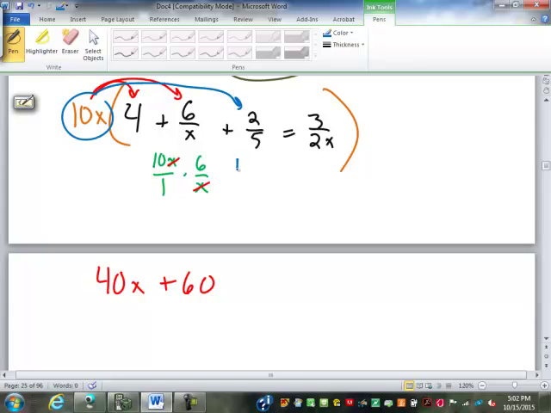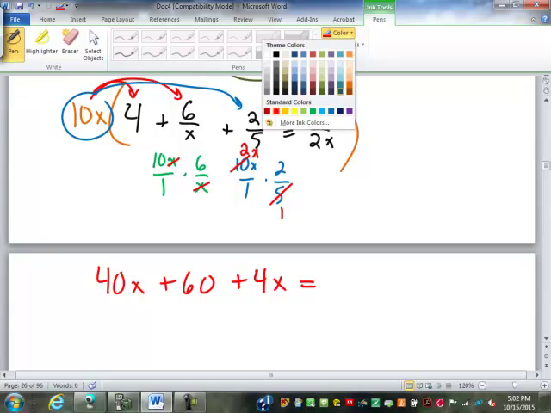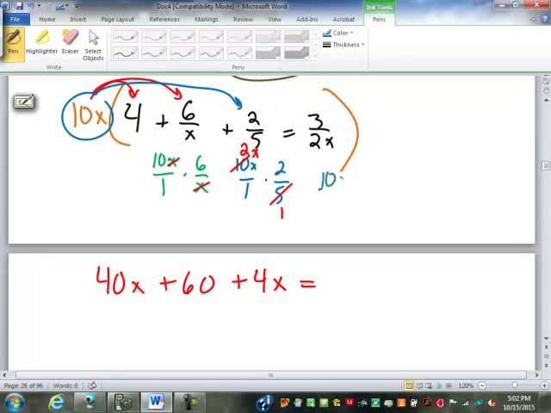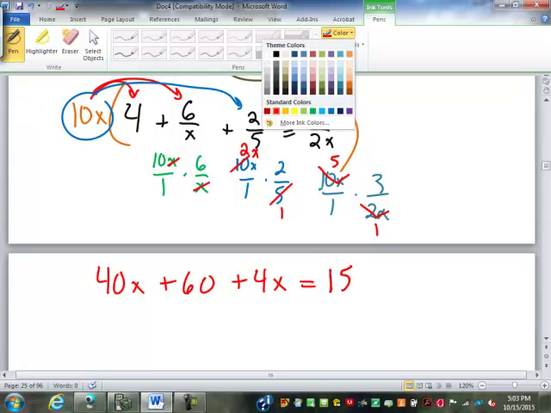And then 10x times 2/5, so 10x over 1 times 2 over 5. What happens there? 10 and 5 cross cancel to give me 1 and 2. And of course, there's still an x there. 2x times 2, positive 4x. Equals, over here we have 10x over 1 times 3 over 2x. And what happens there? X's cancel. 2 and 10 divide to give me 1 and 5. So 5 times 3 is 15.